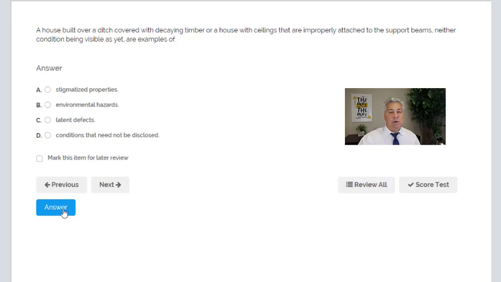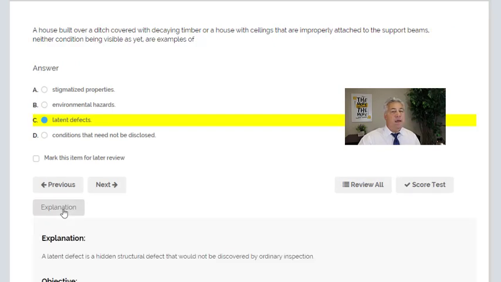And your answer is going to be C. Latent defects. A latent defect is a hidden structural defect that would not be discovered by an ordinary inspection, that could cause harm to the occupants. And in most states, the seller or the seller's agent is required to disclose latent defects, hidden conditions that could not be discovered by an ordinary inspection.